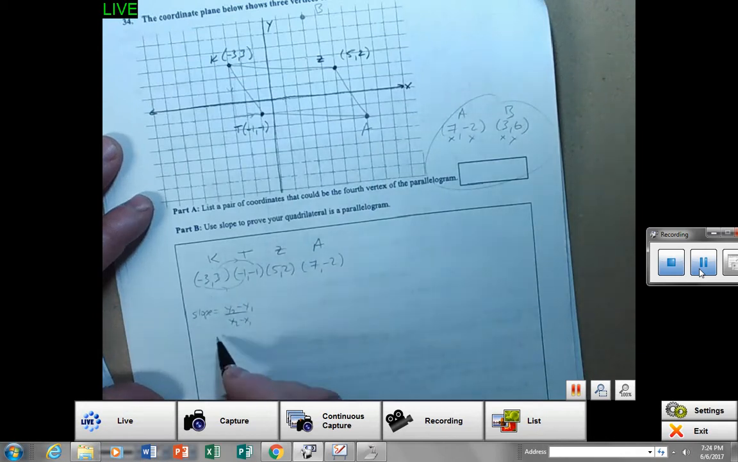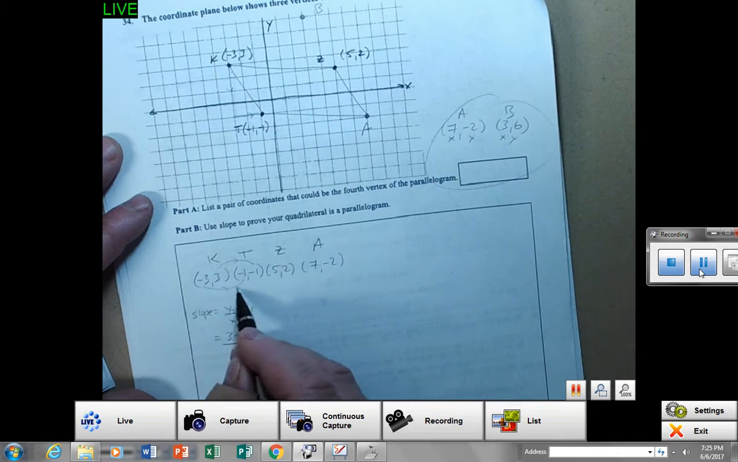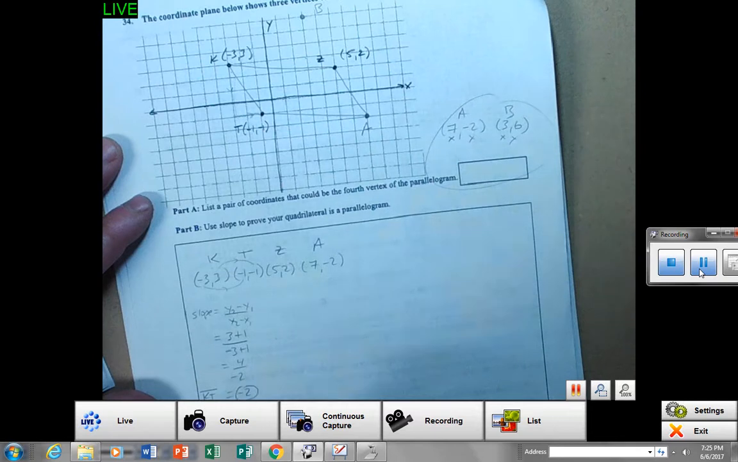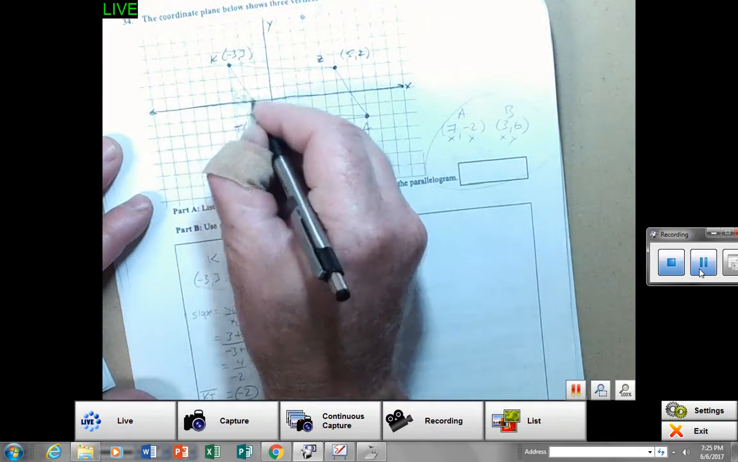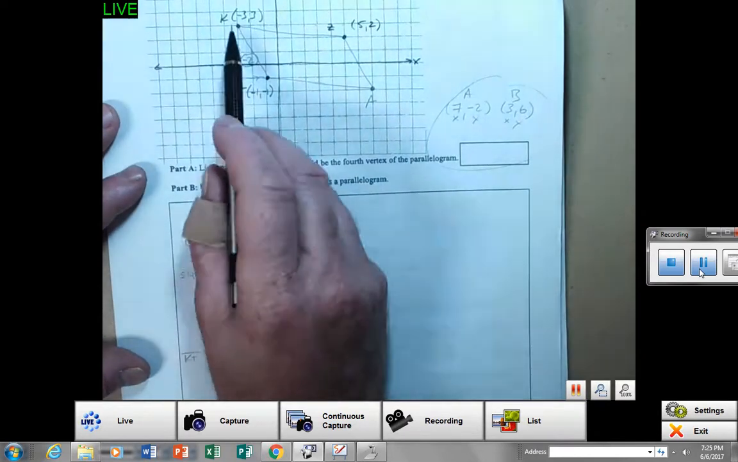This is going to give me, for KT, 3 minus a -1. 3 taking away a -1 is 3 plus 1, over -3 minus -1. That's -3 plus 1. That gives me 4 over -2. So the slope of KT is equal to -2. So this is -2 right here. All right, find the slope between K and Z.